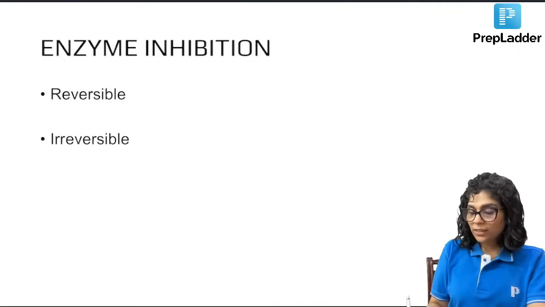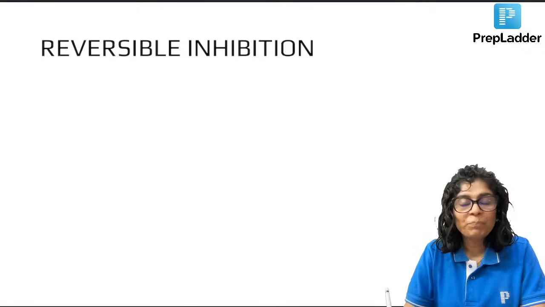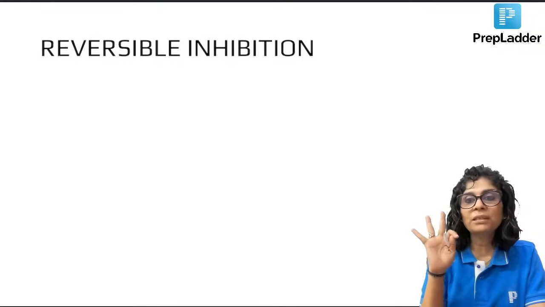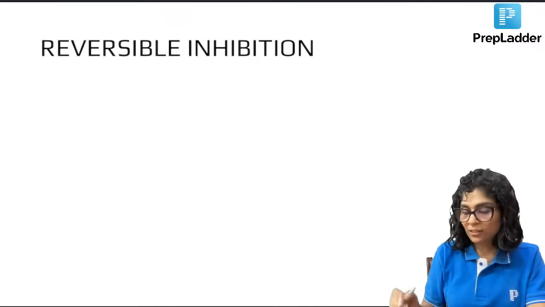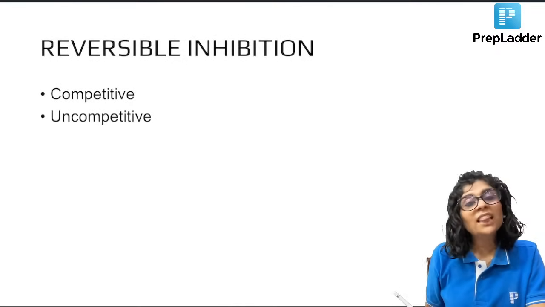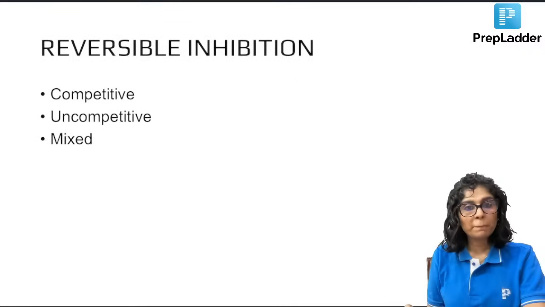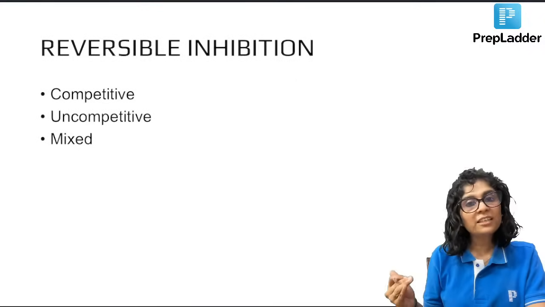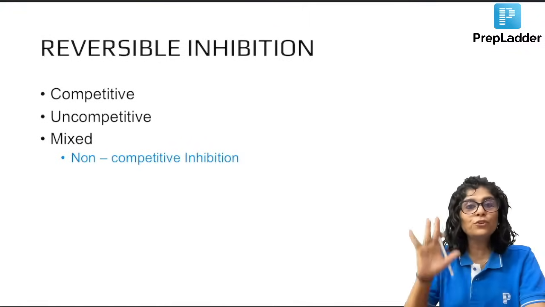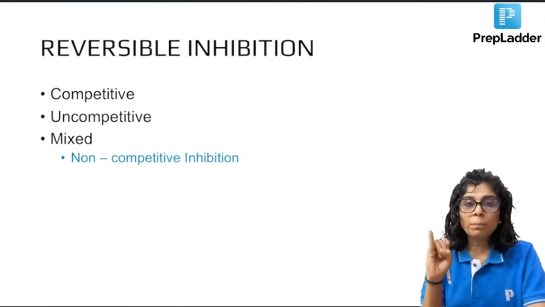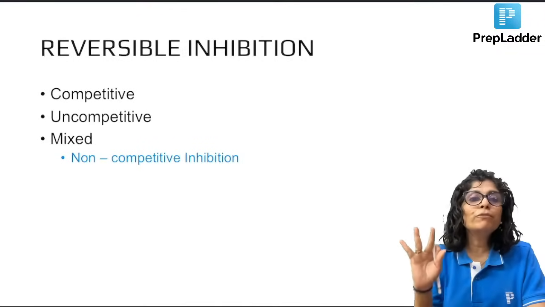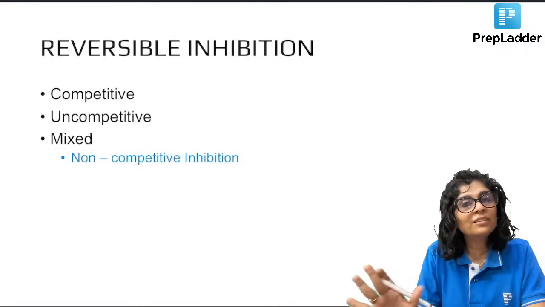Now, what are the types of reversible inhibitors? Reversible inhibition is of three types. Please listen to this carefully. Reversible inhibition is of three types. The first one is competitive inhibition. The second one is uncompetitive inhibition. The third one is mixed inhibition. And a special type of mixed inhibition is called non-competitive inhibition. Are you clear about this? You should first know about this classification. We have competitive inhibition, uncompetitive inhibition, and mixed inhibition. A special type of mixed inhibition is called non-competitive inhibition.